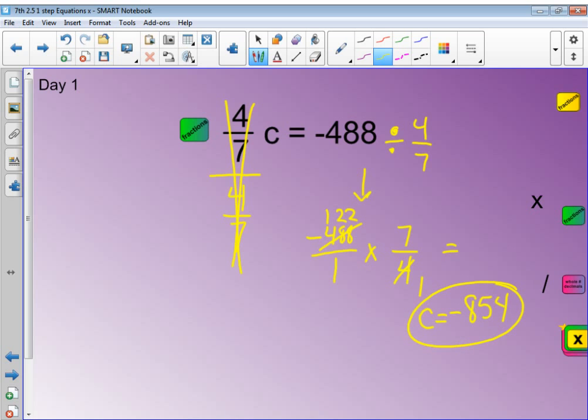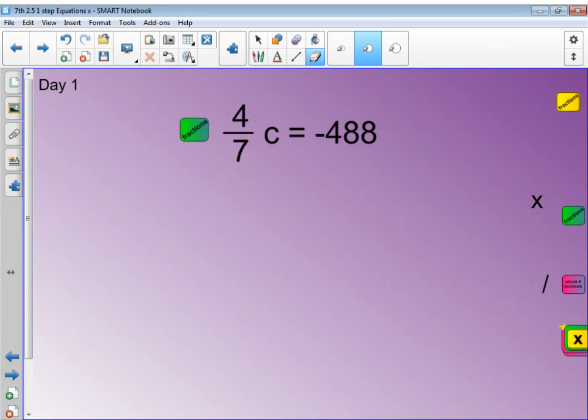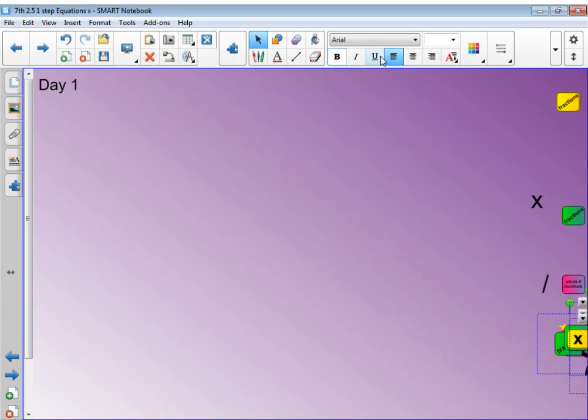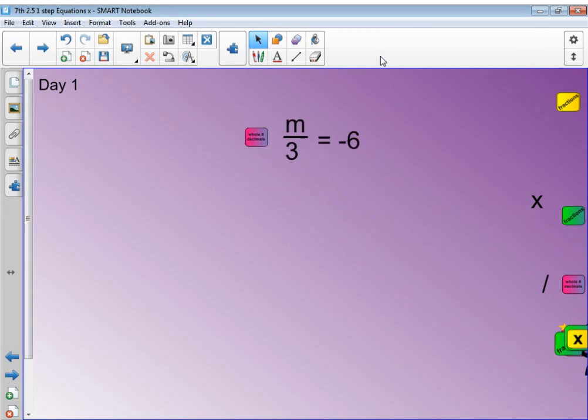So you should have gotten C equals negative 854. Okay, so that's working multiplication when multiplication is originally involved in the problem. Now we're going to go ahead and look at some division problems.